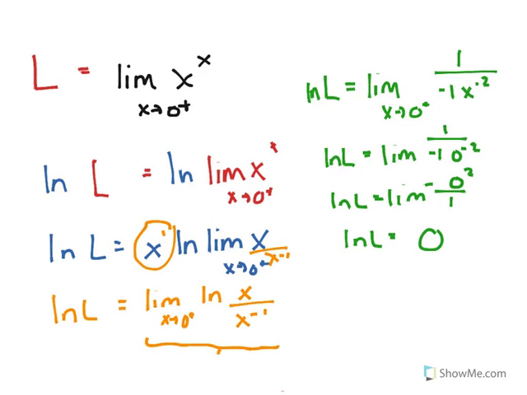How do I get L by itself? I'll do e to both sides. They cancel. L equals e to the 0. L equals 1. We'll see more of this type in review when we get there.